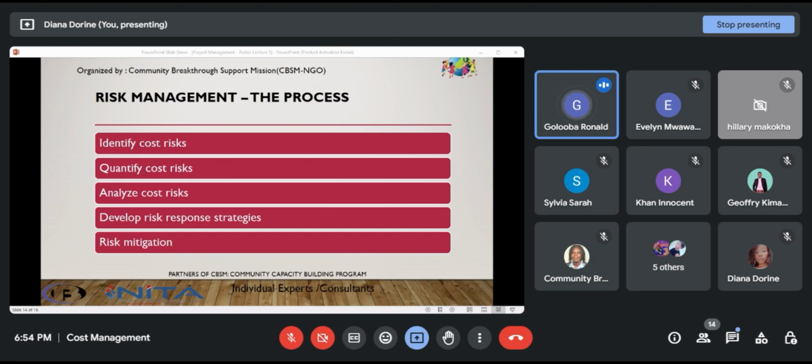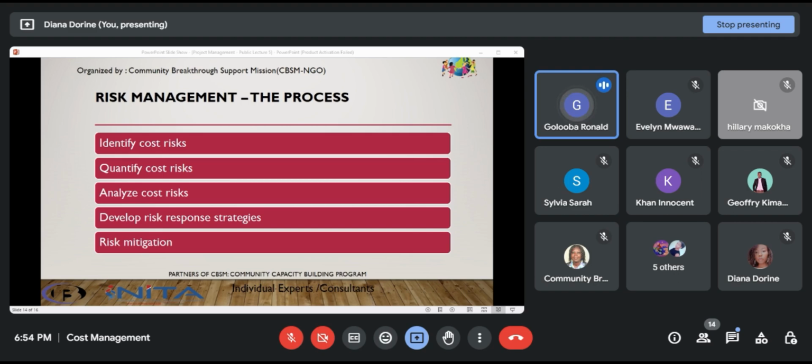And these systematically document identified risks and their impact on the cost and their probability of occurrence. We shall be looking at that in detail. Then you look at the quantity of the risk. You quantify the risk.